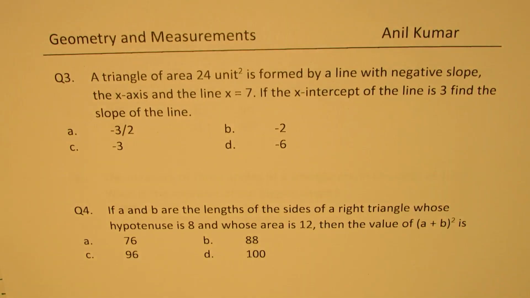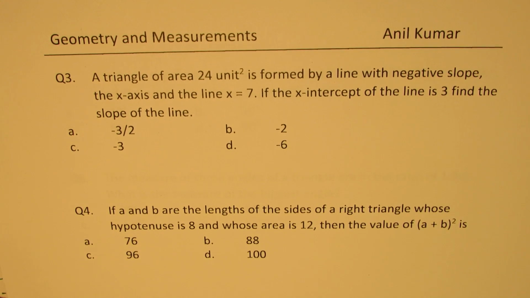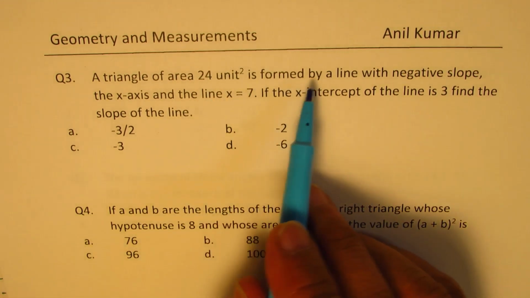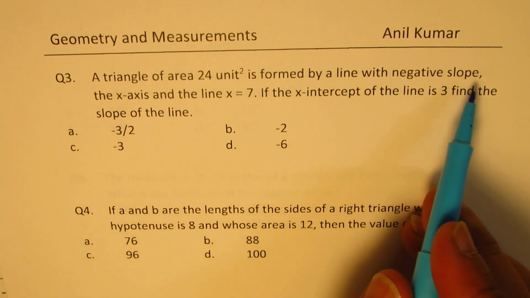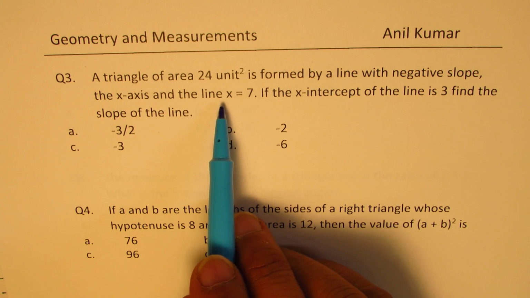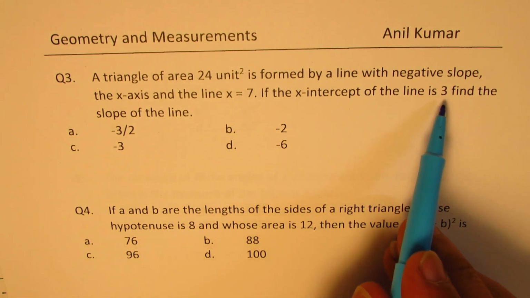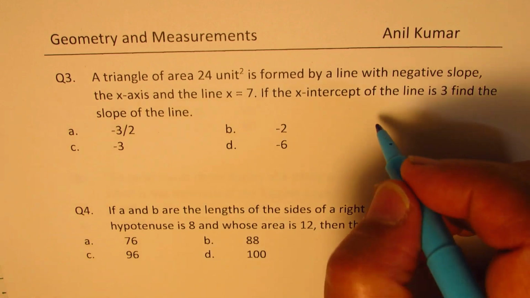Now let's move on and take the next question, which is: a triangle of area 24 unit square is formed by a line with negative slope, the x-axis, and the line x equals 7. If the x-intercept of the line is 3, find the slope of the line.